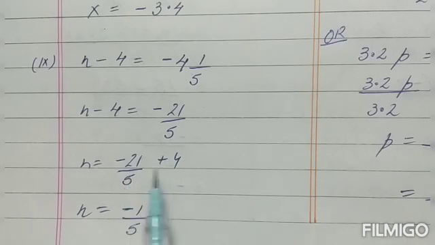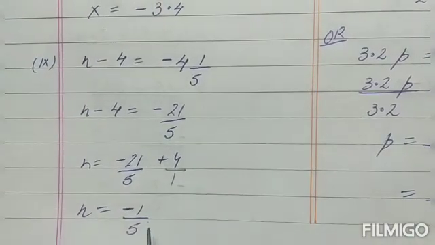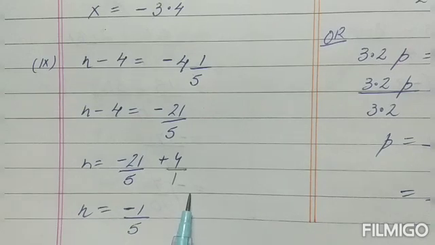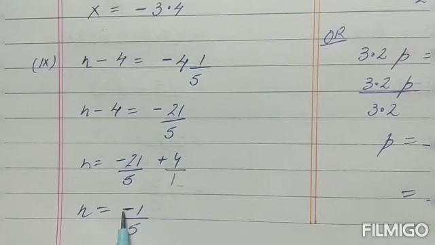And now when you are going to take, I have not done it completely over here, children, because now I feel you can understand the step very well. So you have to take the LCM and then you have to do the subtraction whatever is required. So the final answer will come as minus 1 upon 5.